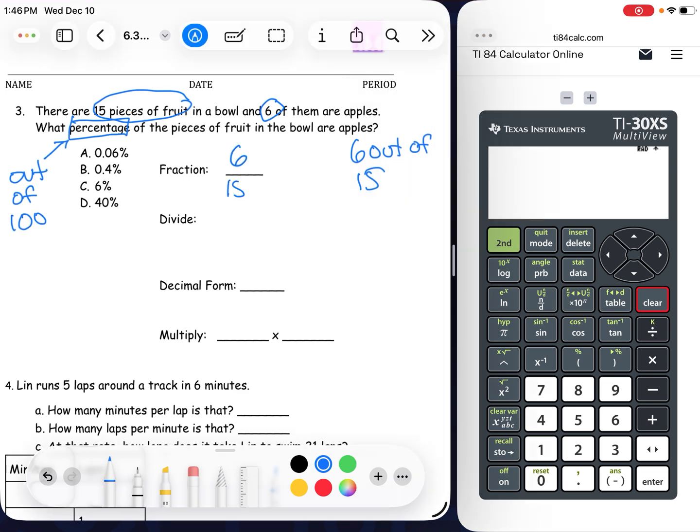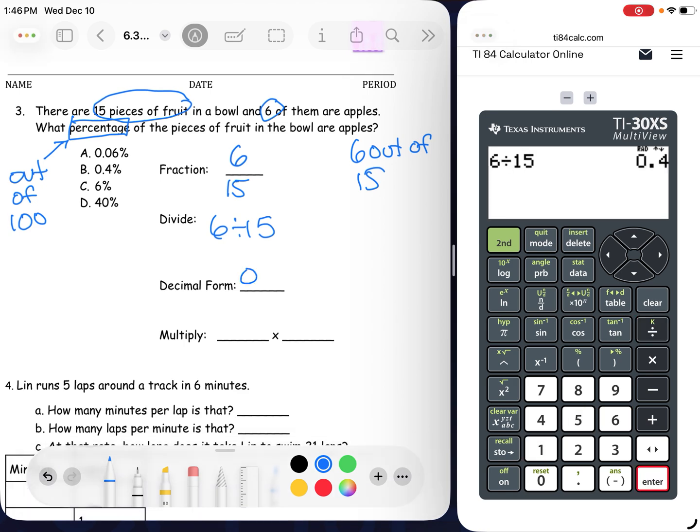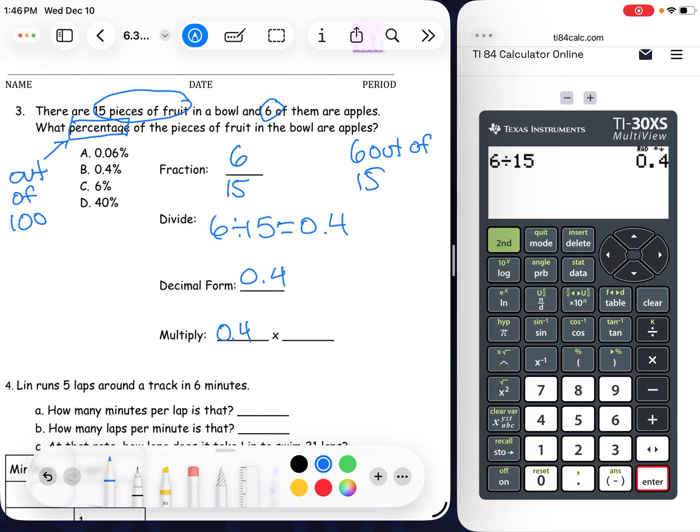6 over 15. Fractions are what? Division. So 6 divided by 15. You can use your calculator. 6 divided by 15 equals 0.4. Am I done? I just put 0.4%. No, so I need to have it out of 100. So I need to multiply that to get it to be out of 100. 0.4 times 100 equals 40%.